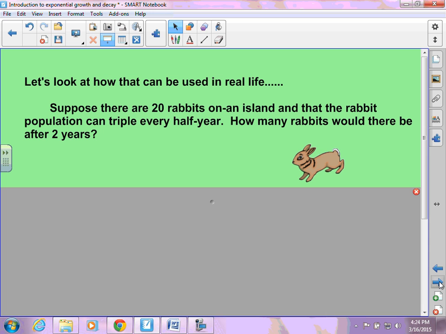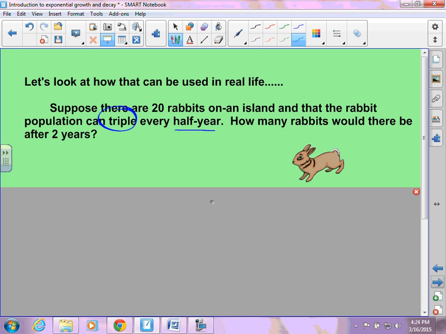Now we're going to use another scenario with exponents. Let's look at how it can be used in real life. Suppose there are 20 rabbits on an island, and the rabbit population triples every half year. They want to know how many rabbits there will be in 2 years. This is where exponents can help us. Exponential growth, exponential decay.